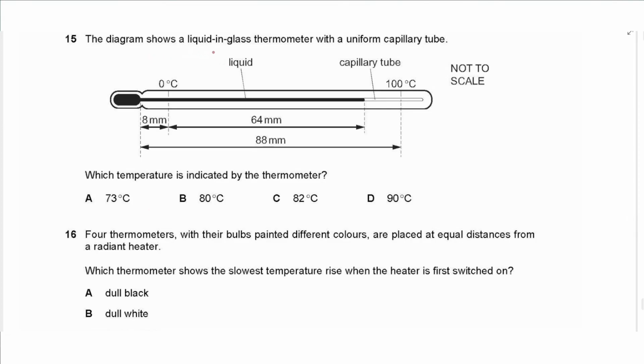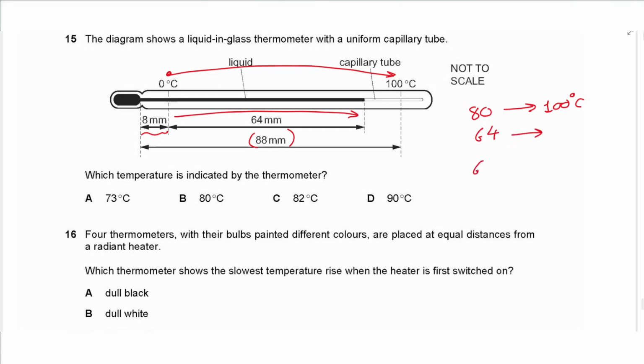It says the diagram shows a liquid and glass thermometer with a uniform capillary tube. Which temperature is indicated by the thermometer? From 0 degrees Celsius to 100 degrees Celsius, we have 88 millimeters minus 8, so 80 millimeters represents 100 degrees Celsius. That's called a linear scale. Then from 0 degrees Celsius to the required temperature, that's 64 millimeters. So we do cross multiplication, 64 times 100, then we divide by 80. That gives an answer of 80 degrees Celsius, so the answer is B.